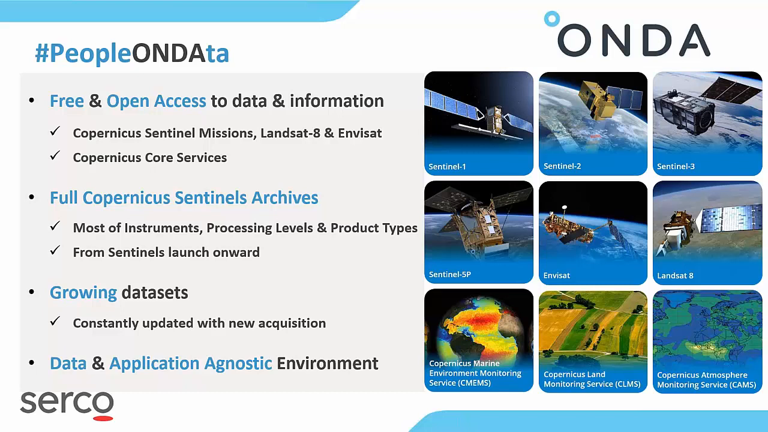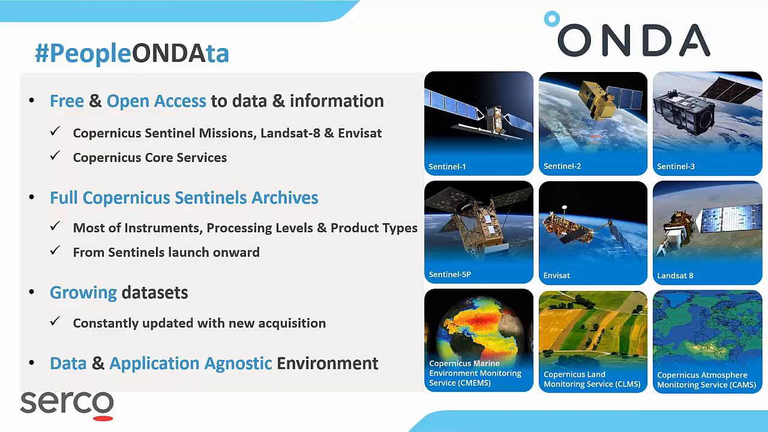And it includes all the Sentinel missions, which are the main missions of the Copernicus program: Sentinel-1, Sentinel-2, Sentinel-3, and Sentinel-5P. Today you will see how to process Sentinel-1 and Sentinel-2 for flood mapping purposes. We also include other missions like Envisat, which is an ESA mission, and Landsat 8, which is a NASA mission. And we also have some maps from the Copernicus services, specifically the marine, the land, and the atmosphere, for a total of almost 22 petabytes of data.